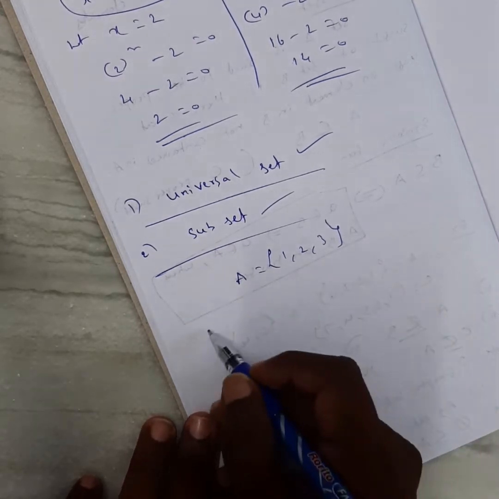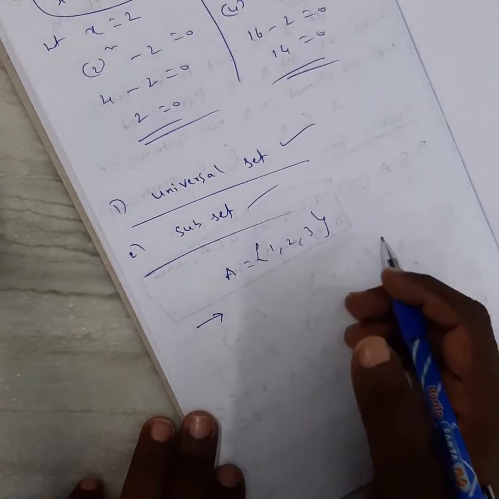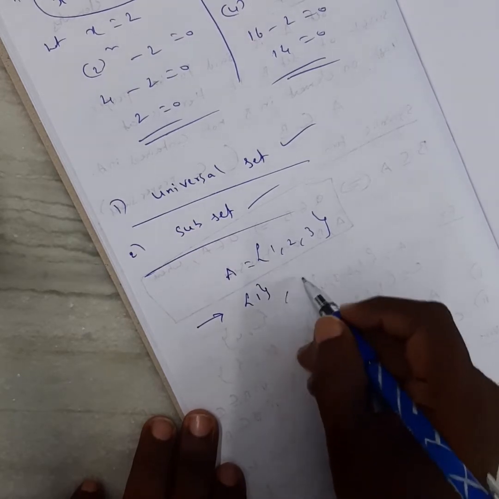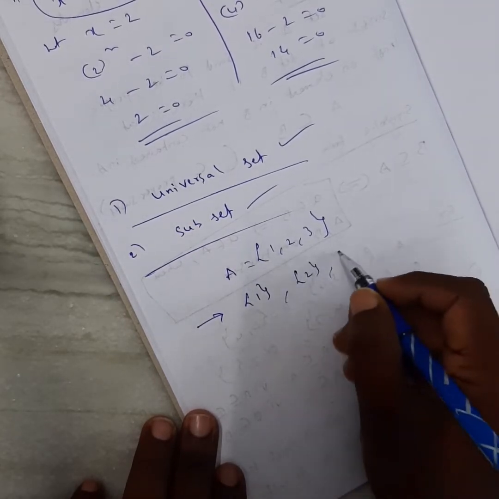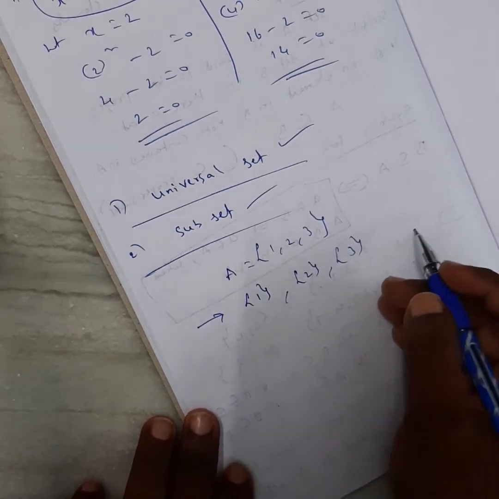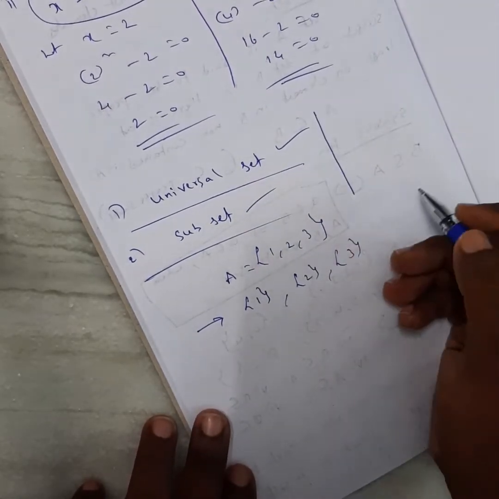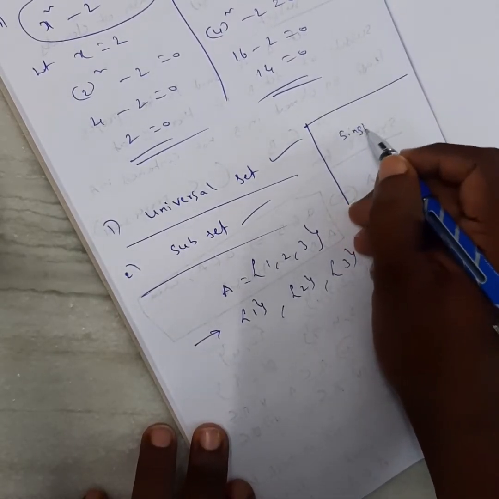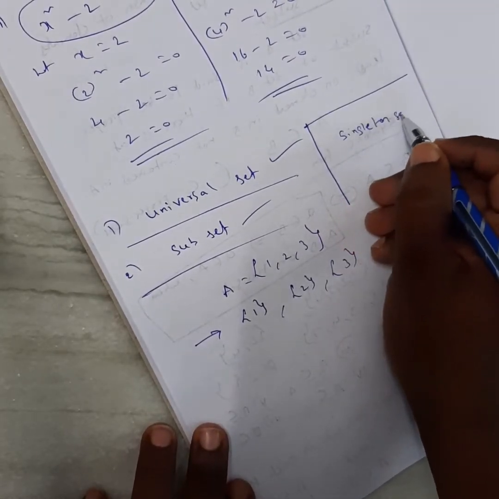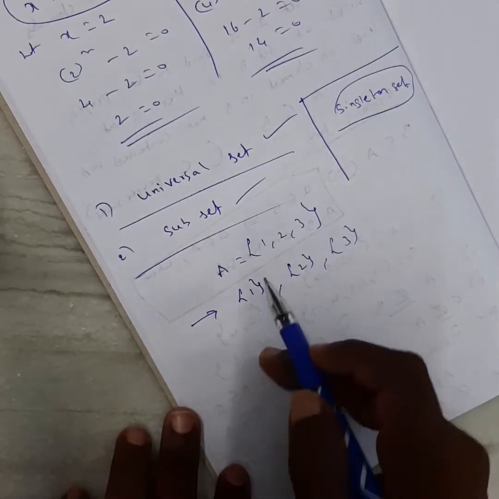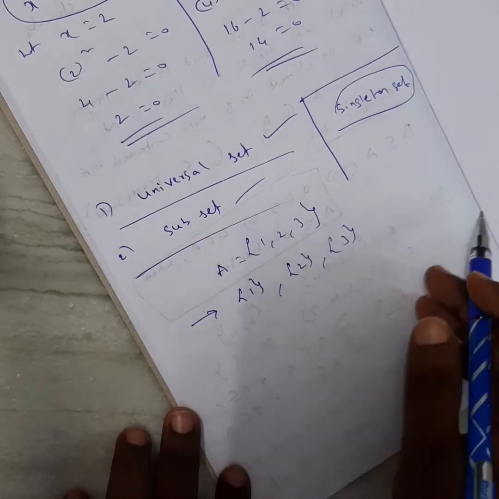That means from this I am taking 1 as a single element, 2 as a single element, and 3 as a single element. A set that contains only one element is called a singleton set. So from this set I am able to form singleton sets.